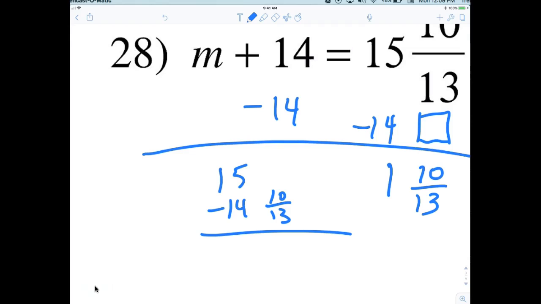No. You can't. Because you have to borrow. You can't go 0 minus 10 thirteenths. So you'd have to borrow and make it 13 out of 13. All right, so keep that in mind. Hopefully you understood what I was saying on that. Review if you're not sure.